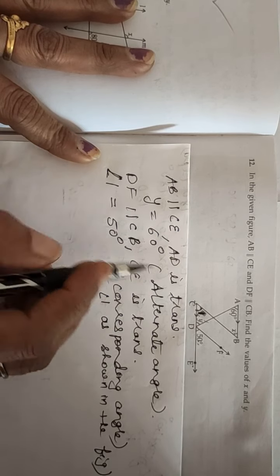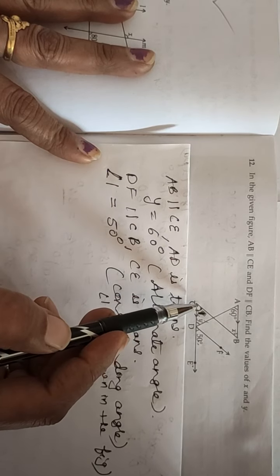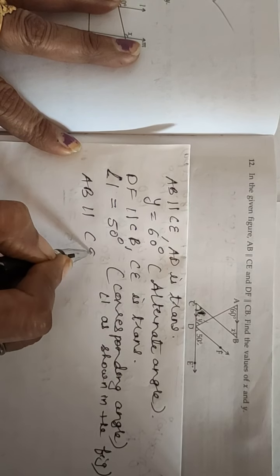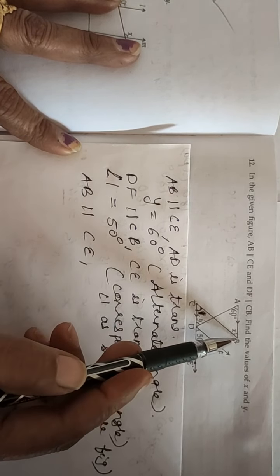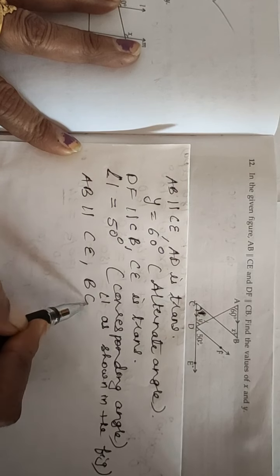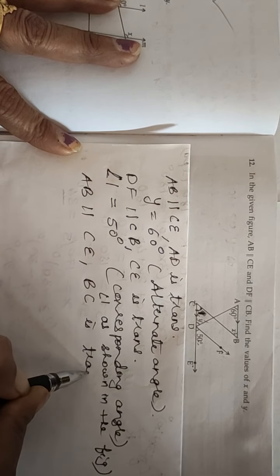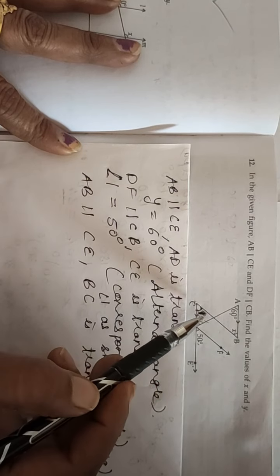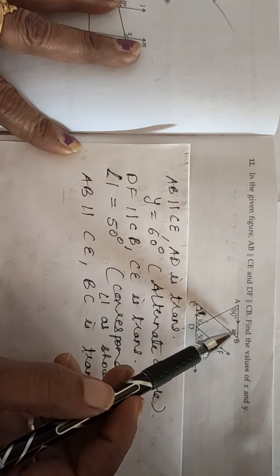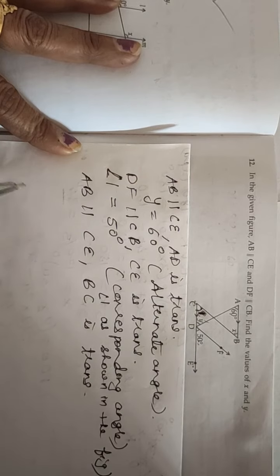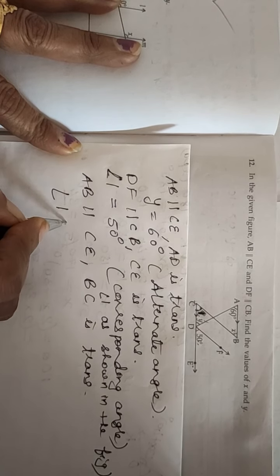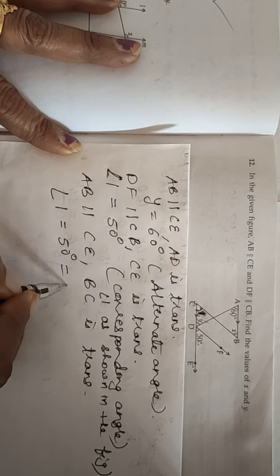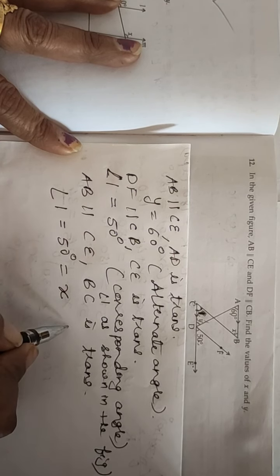Okay, now again you will take AB and CE as parallel. So write AB parallel to CE. What is transversal now? BC is transversal. Remember, children, we take angles only when they are formed on parallel lines by a transversal line. Okay, so you can see here x and angle 1. So angle 1 is equal to 50 degree, so x is equal to 50 degree.